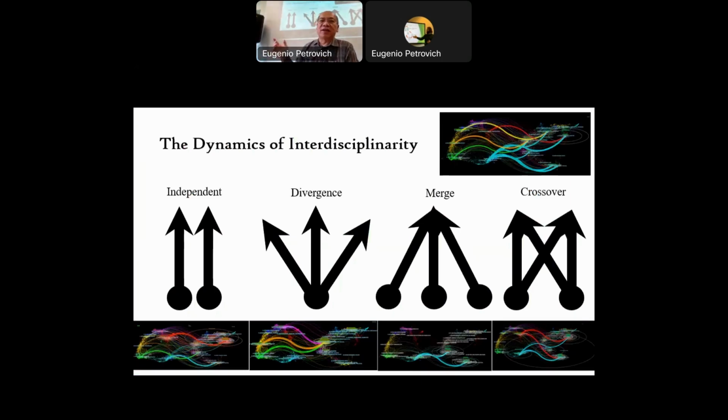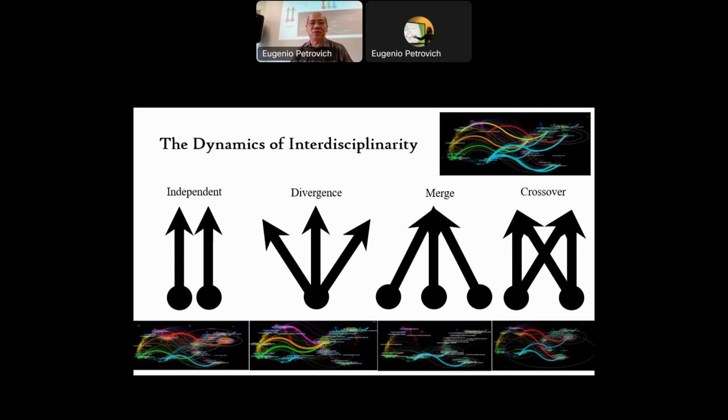So going there, we can identify some patterns, how you can join those parallel lines. Several examples, I'll speed up here. Basically, independent is you stay parallel, no communication, everything goes as usual. And then can diverge is you have one that splits into multiple directions. That's another possibility.